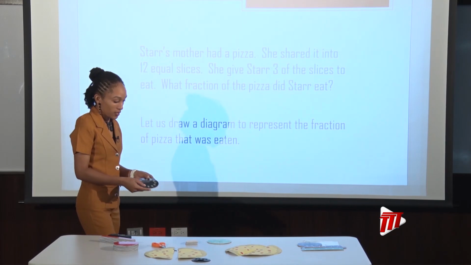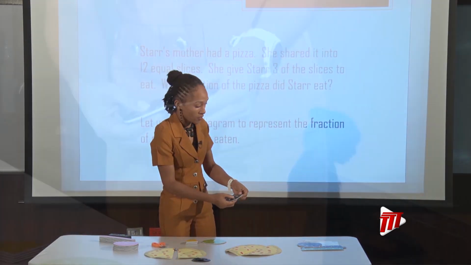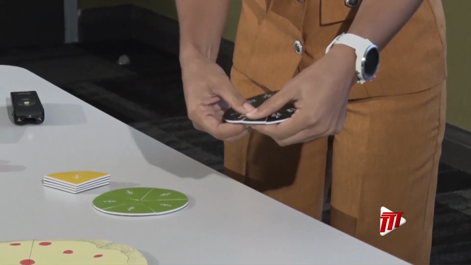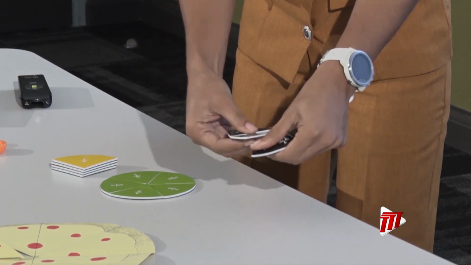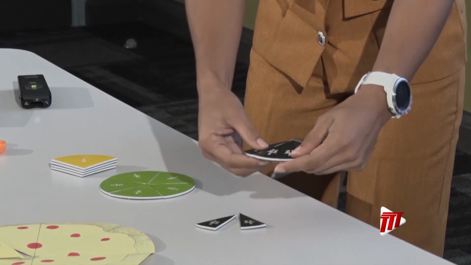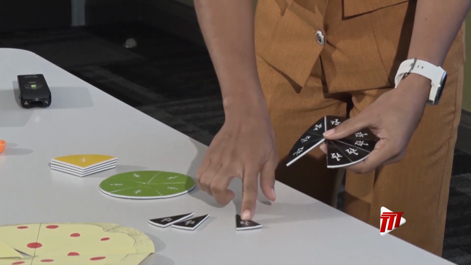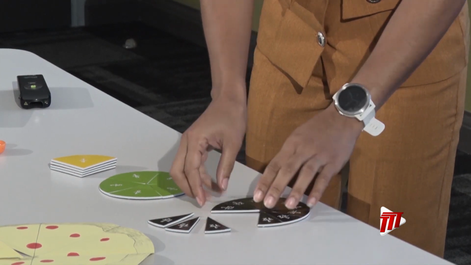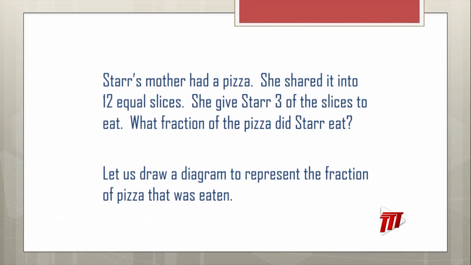Okay, we are pretending this is our pizza, okay? And it is shared into 12 equal slices. How many did Star eat? Star ate 3, okay? So I'm just taking out the portion that Star ate. So Star ate 1/12, 2/12, 3/12. So Star ate 3/12 of the pizza. Let's see if we got that right.